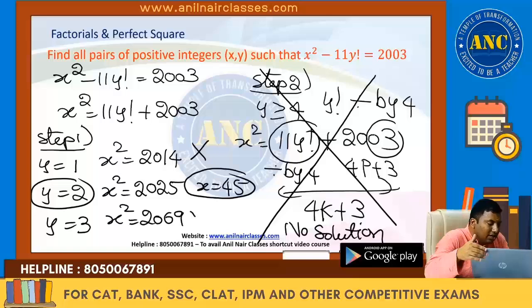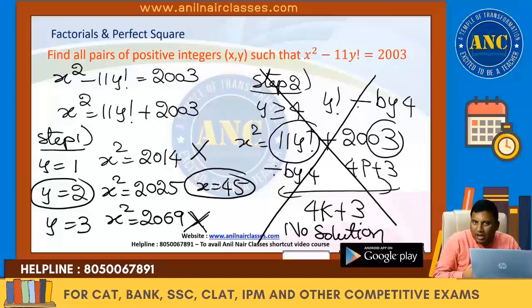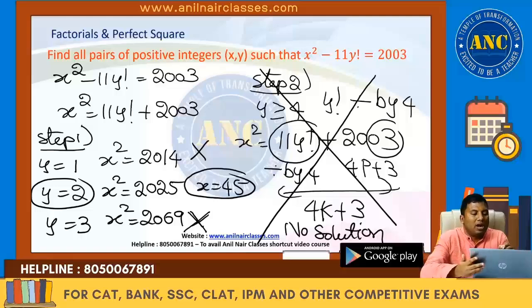2069 is not a perfect square. Why? Because the digital sum of 2069 is 2 plus 0 plus 6 plus 9, that is 17, that is 8. A perfect square digital sum is 1, 4, 7 or 9. These are not possible. Y equal to 1 not possible, Y equal to 3 not possible, Y greater than or equal to 4 not possible. Only one value will satisfy.